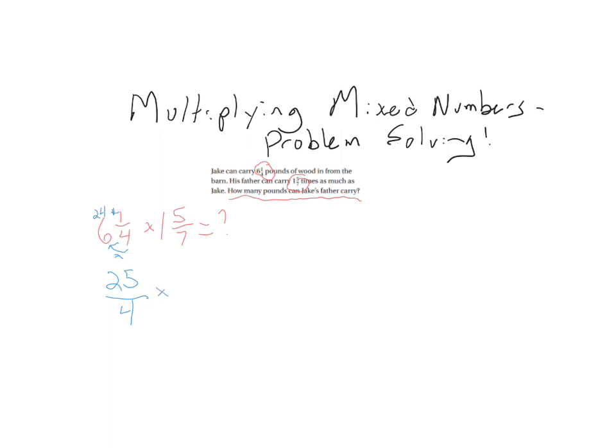Then we need to do the same thing to 1 and 5/7. We take our denominator, do 7 times 1 to get 7, and then 7 plus 5 to get 12/7. So 1 and 5/7 and 12/7 are the same thing. One's just the improper version of the other.